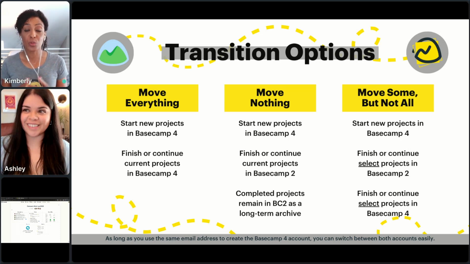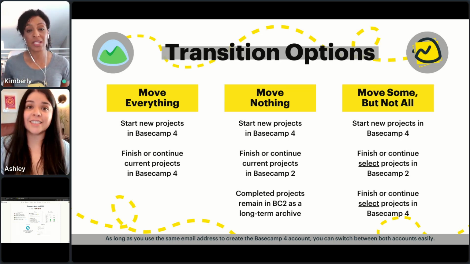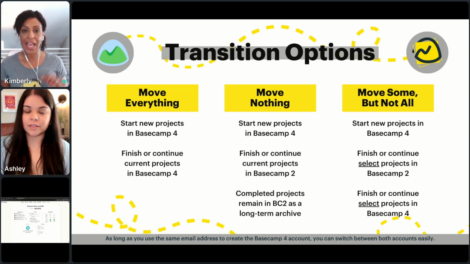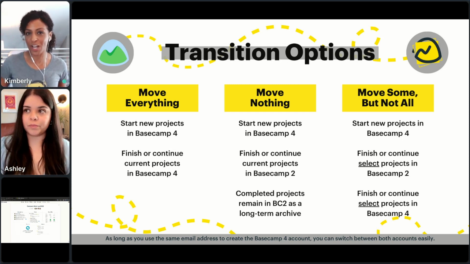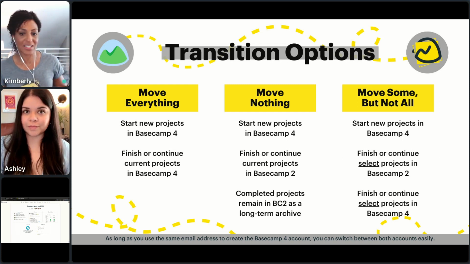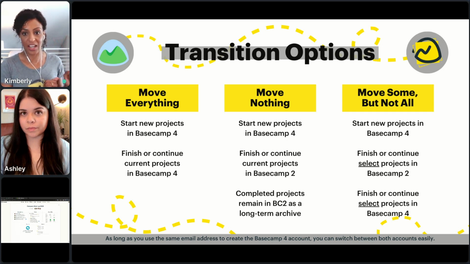There's also the option to move nothing, meaning you open a Basecamp 4 account, all your new projects you start in the new system, and you finish or continue working on your old projects in Basecamp 2. If you wanted to start fresh with new Basecamp 4, but keep working Basecamp 2, that's an option as well. And anything that has been completed in Basecamp 2 will, again, be archived there.